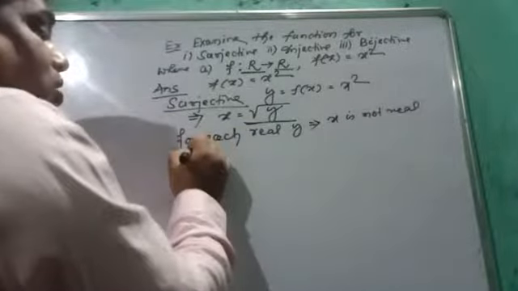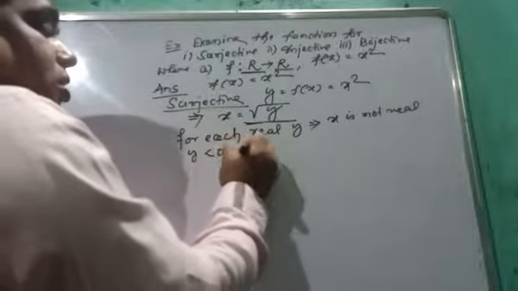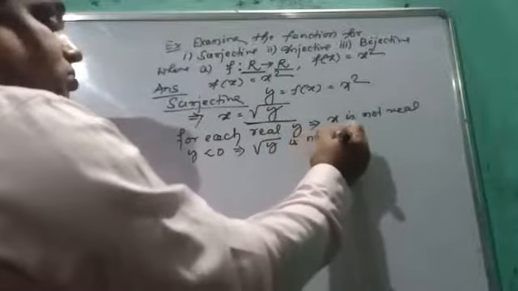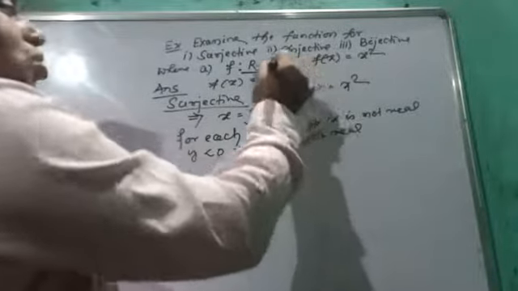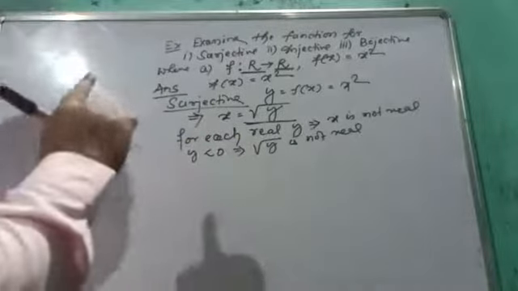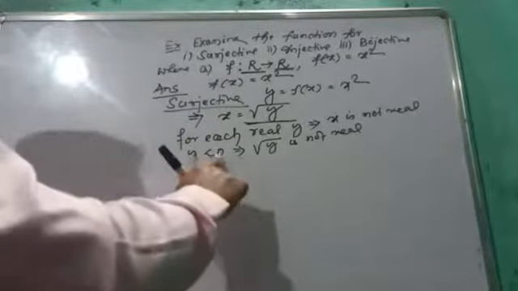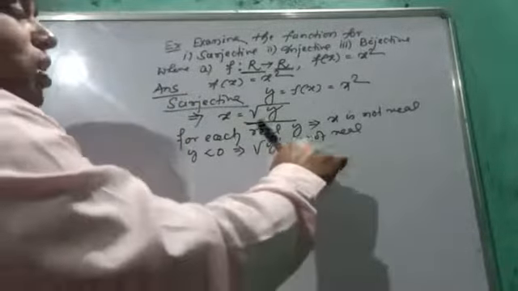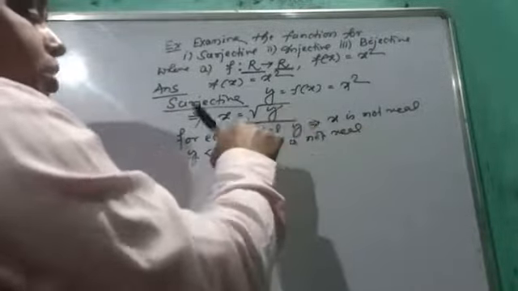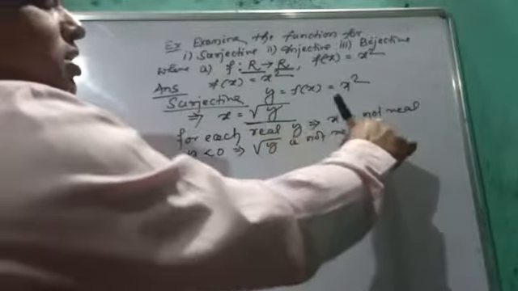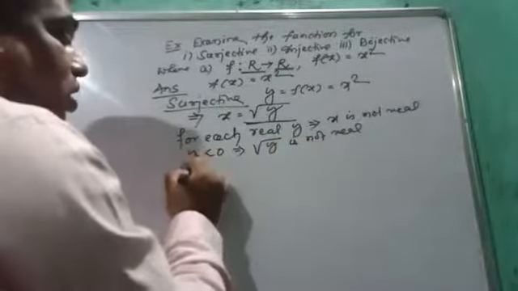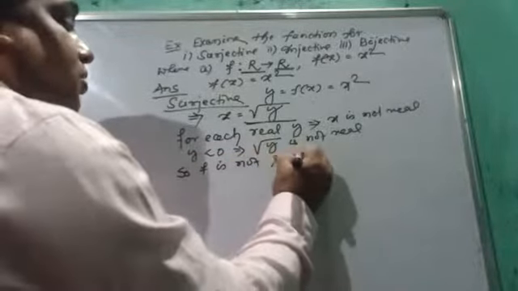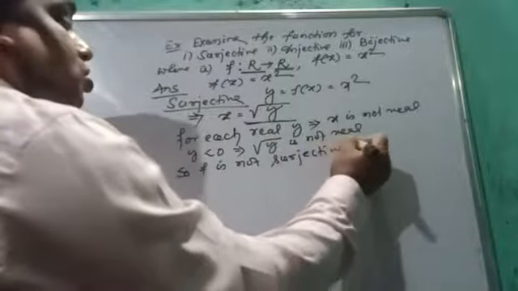Because if you take y as a negative number, then root y is not real. Y contains all real numbers, which means it contains all positive and negative real numbers. If it is a negative real number, then its root becomes an imaginary number. That's why root y is not real here. So for each real value of y, x is not real. So you can say f is not a surjective function.